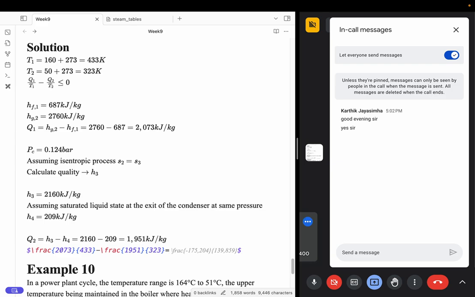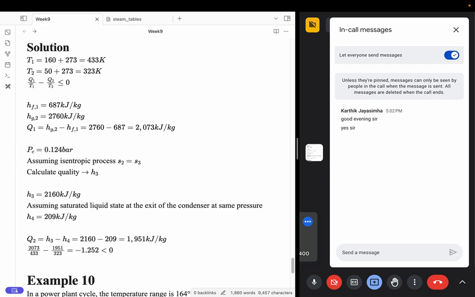What is the value you're getting? I'm getting it around minus 1.252, which is negative. Since it is negative, the Clausius inequality is satisfied.